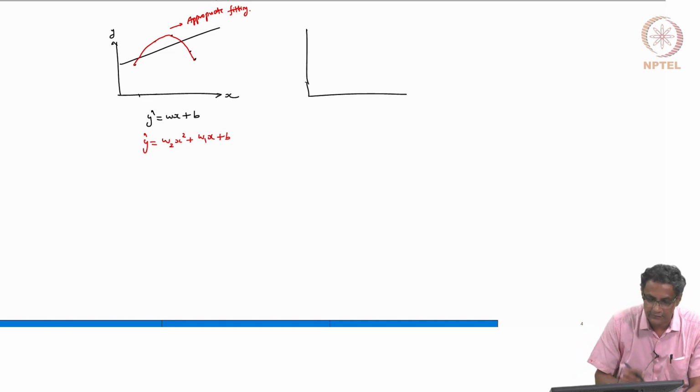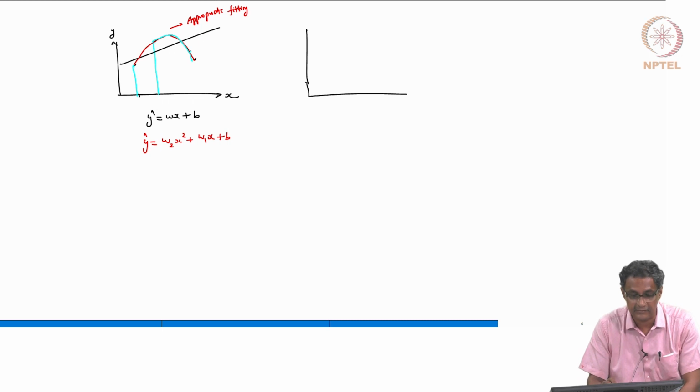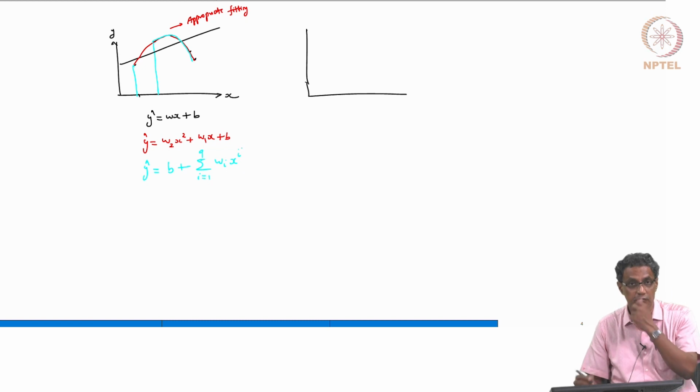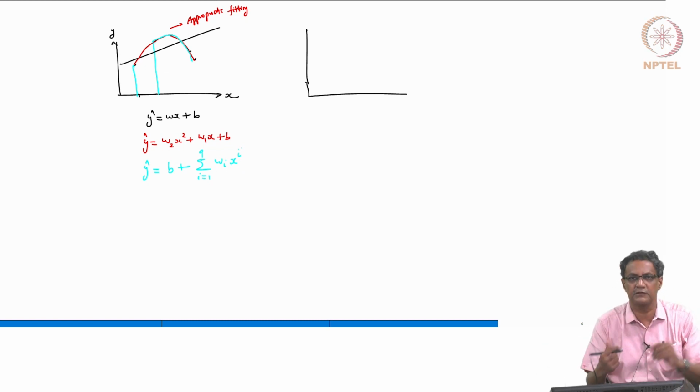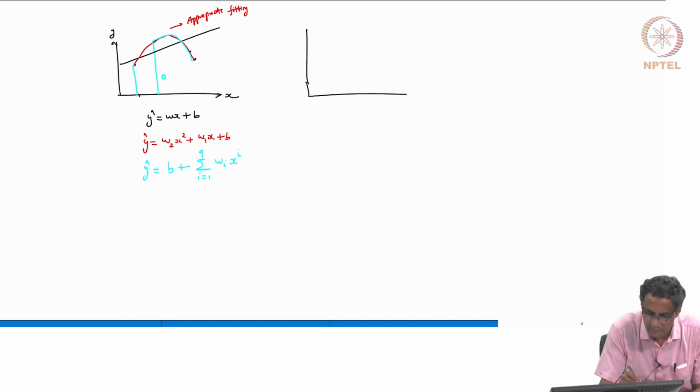Then a third could be what is called overfitting. An overfitting would look like this. For example, I do this and then I do this. That's an overfitting in the sense that you have something like y hat. I hope you are able to read this. It's b plus a very high degree polynomial, sum over i equal to 1 to 9 of wi x to the power i. Now you just force yourself to fit as closely as possible. This is actually called overfitting.